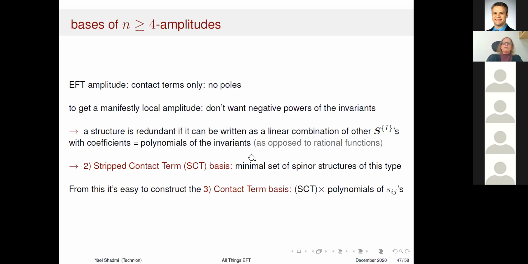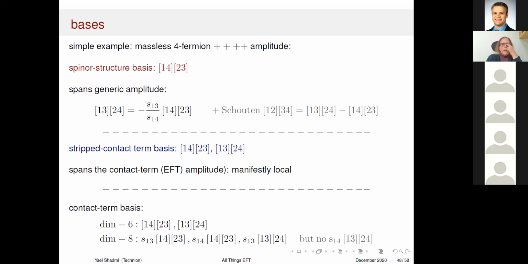If I have a basis of this type, this is something that I'm going to call the stripped contact term basis. It's just the minimal set of spinor structures of this type. And the stripped here just means that there are no Sij's multiplying them. Once I have a basis like this, it's very easy to construct the contact term basis. You just take the elements of the SCT basis and multiply by Sij's. So let me give you a simple example to illustrate this.